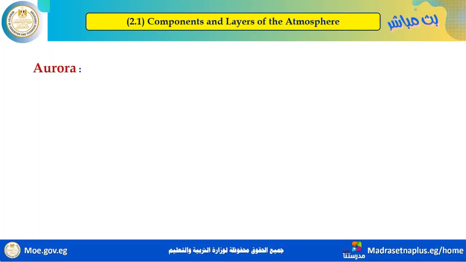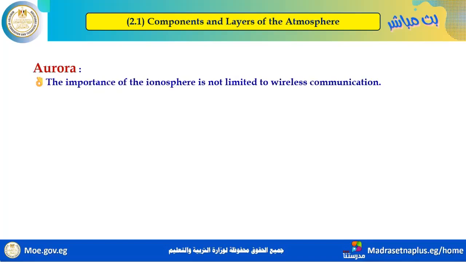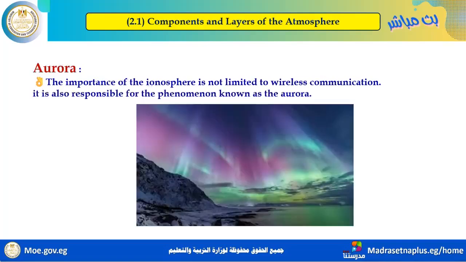In this layer, the thermosphere, a phenomenon occurs at the upper part. You have also studied it before. It's called the aurora phenomenon. The importance of the ionosphere is not limited to wireless communication. In this layer, another phenomenon happens. It's called the aurora phenomenon. Do you remember these colors?